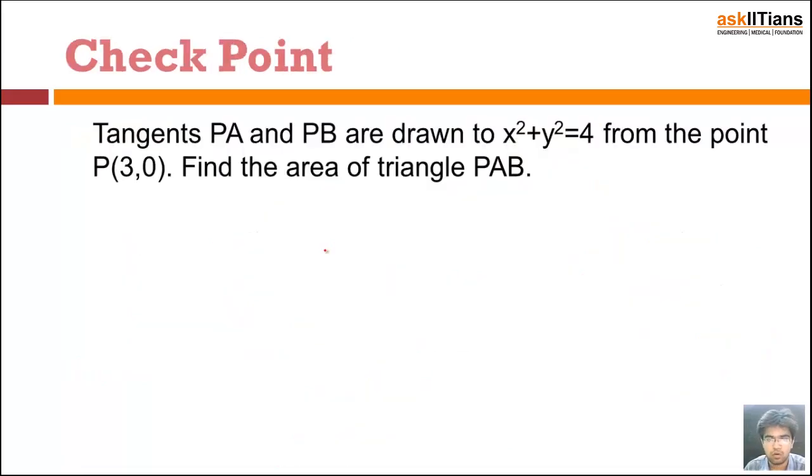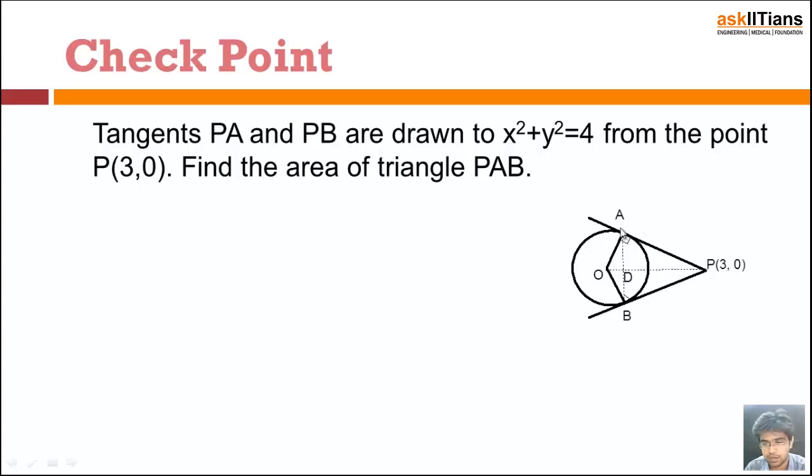Let's move to one more question. Suppose that there are two tangents PA and PB drawn to this circle from the point (3, 0). Obviously if you are drawing two tangents, that means the point is outside. We need to find out the area of triangle PAB. That means this is P, this is A, this is B. This circle is x square plus y square is equal to 4. That means its radius is 2.